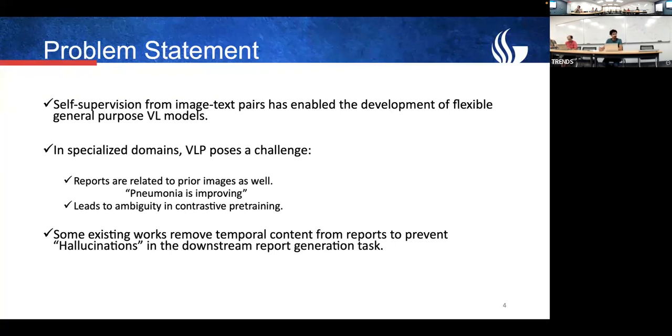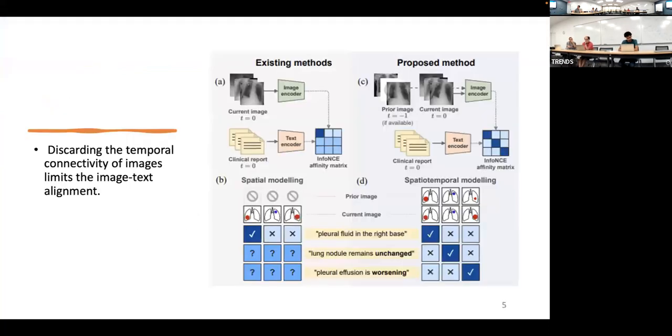If we study existing works, they sometimes just remove or ignore temporal information from reports to prevent hallucination and remove noise, because those models could not handle temporal information in the downstream report generation task. But the problem is, if we discard the temporal information from the reports, it limits the image-text alignment which we are looking for during pre-training.